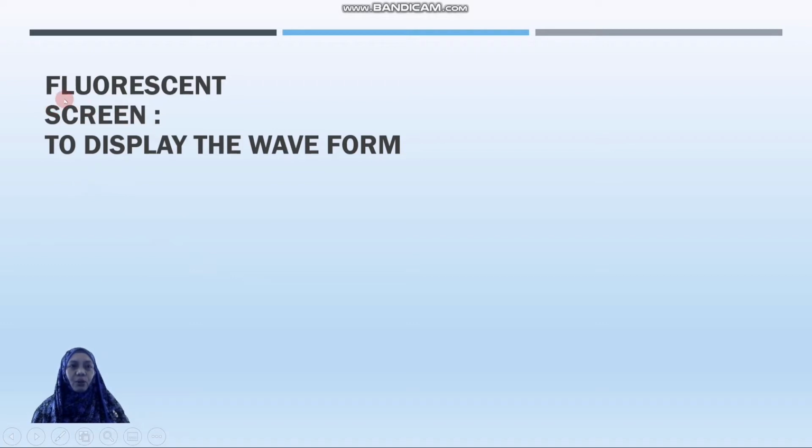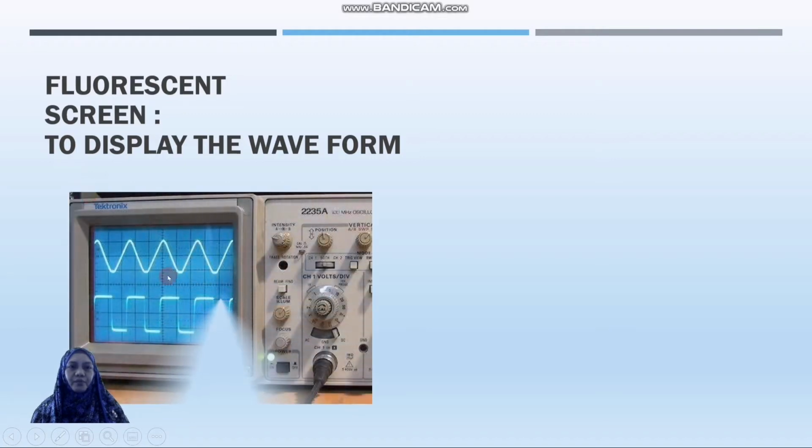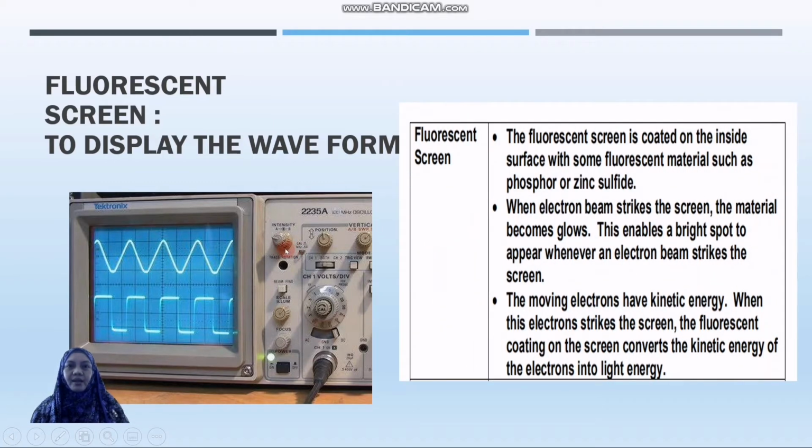It is called the fluorescent screen. So this fluorescent screen is used to display the waveform as you can see in this diagram. Okay, this is the signal or the waveform appearing on the screen of the CRO. So what is the fluorescent screen made of? The fluorescent screen is coated on its inside surface with some fluorescent material such as phosphor or zinc sulfide. So whenever an electron beam falls on this surface, the phosphor or the zinc sulfide will glow. Okay, so this will enable a bright spot or a bright trace to appear on the screen.